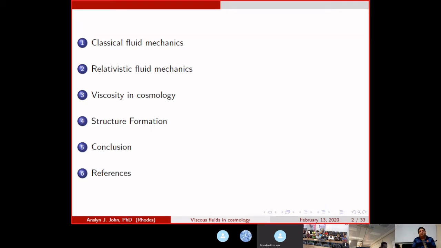I'll then go on to look at why viscosity is important in cosmology. I'll then focus on the problem of structure formation, which is an area that I work on, and how viscosity plays an important role in addressing the problems there. And I'll then go on to conclude and state some references.